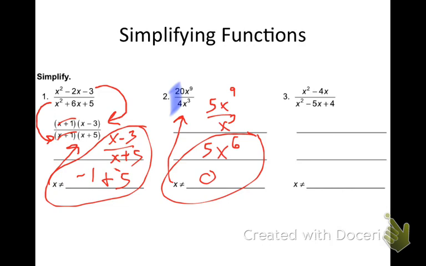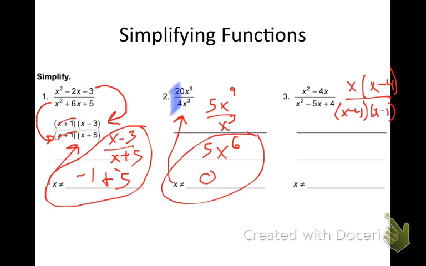Now, number 3 is a little bit different because there's no c in the numerator. So I factor by undistributing. So x squared minus 4x. What do they both have in common that I can pull out? An x. So that gets me x parentheses x minus 4 over, now the bottom, the numerator. What are two numbers that multiply to get 4, add to get negative 5? So x minus 4 and x minus 1.